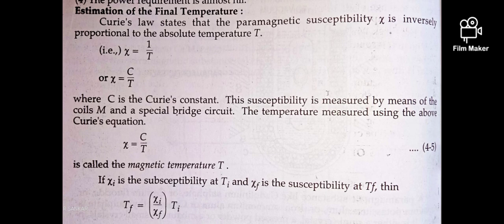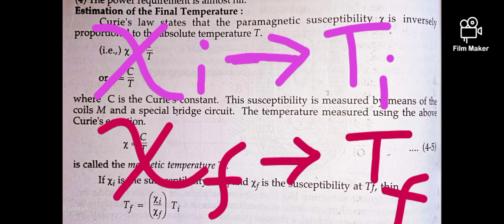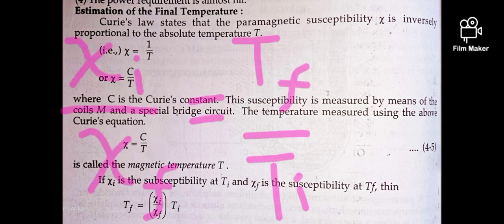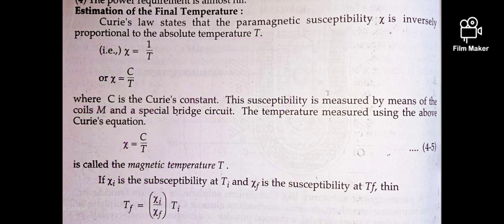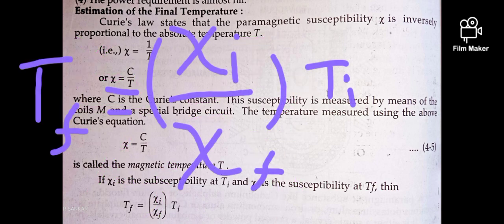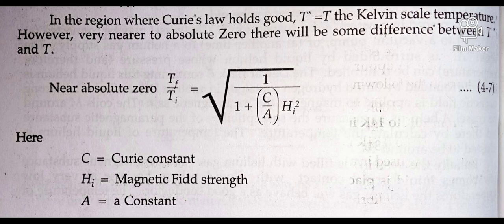The temperature measured using the above Curie equation, χ equal to C by T, is called the magnetic temperature T star. If χi is the susceptibility at Ti and χf is the susceptibility at Tf, then χi by χf equal to Tf by Ti. So from this we get Tf equal to χi by χf into Ti. In the region where Curie's law holds good, T star equal to T, the Kelvin temperature.